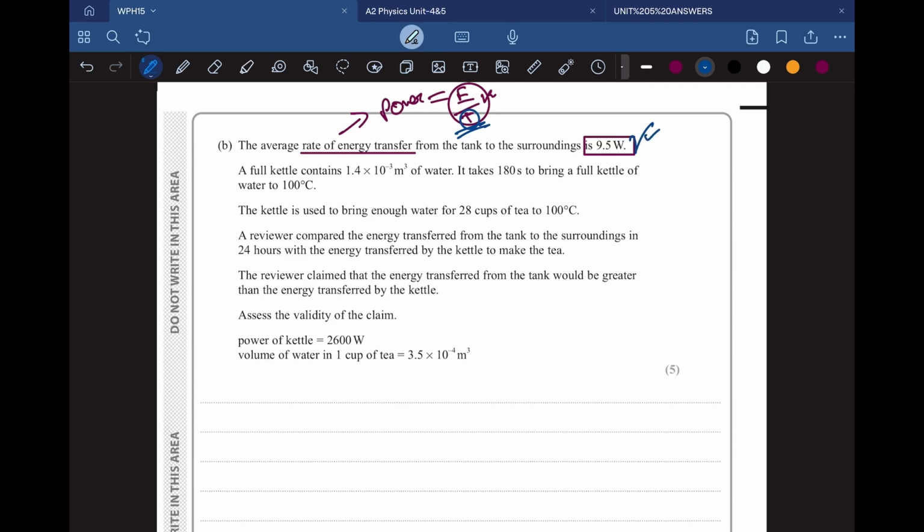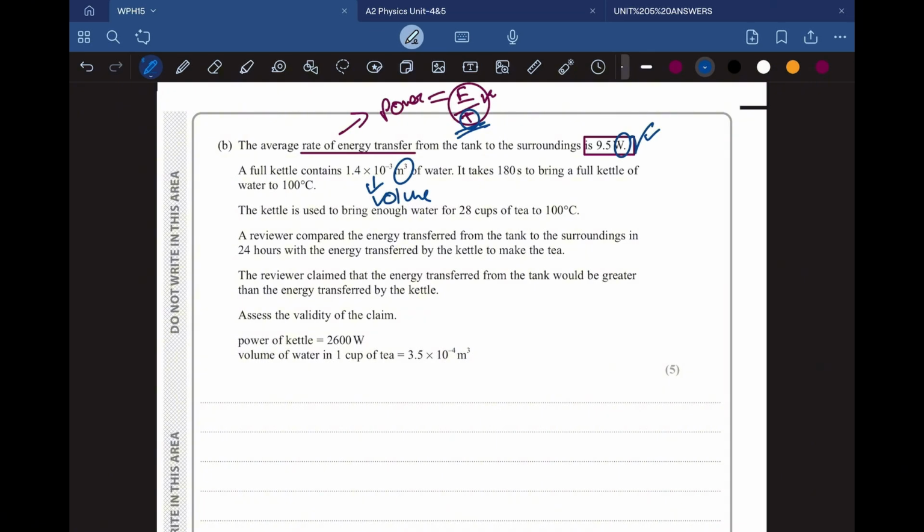So they have given us the average power as 9.5 watt, and this unit also shows that it is talking about the power. Now the next part says the full kettle contains this amount of water. Now this meter cube shows that this is talking about the volume. Have a look at the units, okay, to figure out what they are actually talking about.